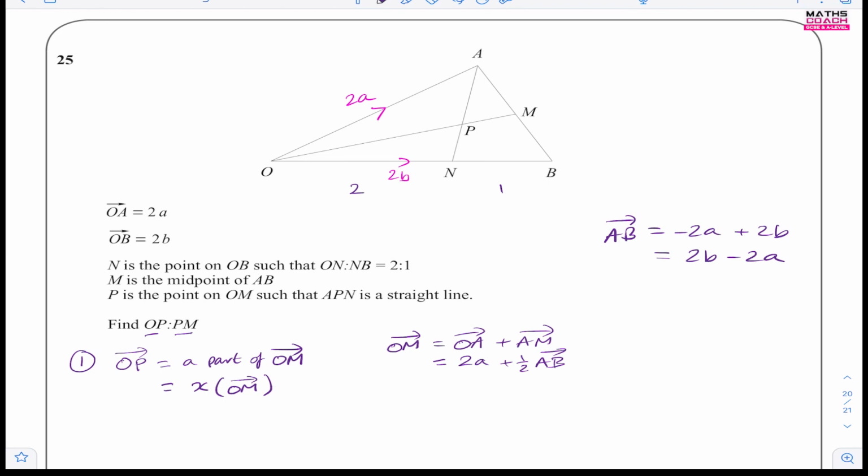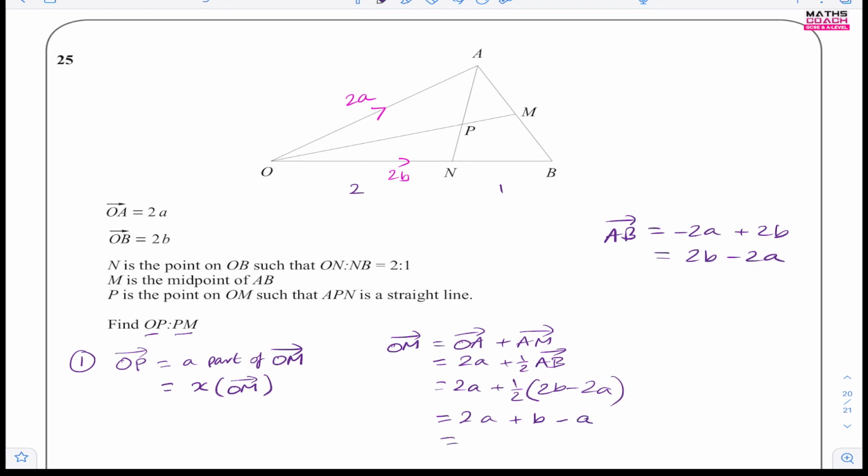So this A to B, what we can now do with this A to B is just substitute it in here. So what do we have? We have 2A plus a half, and now A to B, which is 2B minus 2A. And if we simplify this, what do we get for O to M? We have 2A plus half times 2B is just B, and a half times minus 2A is minus A.